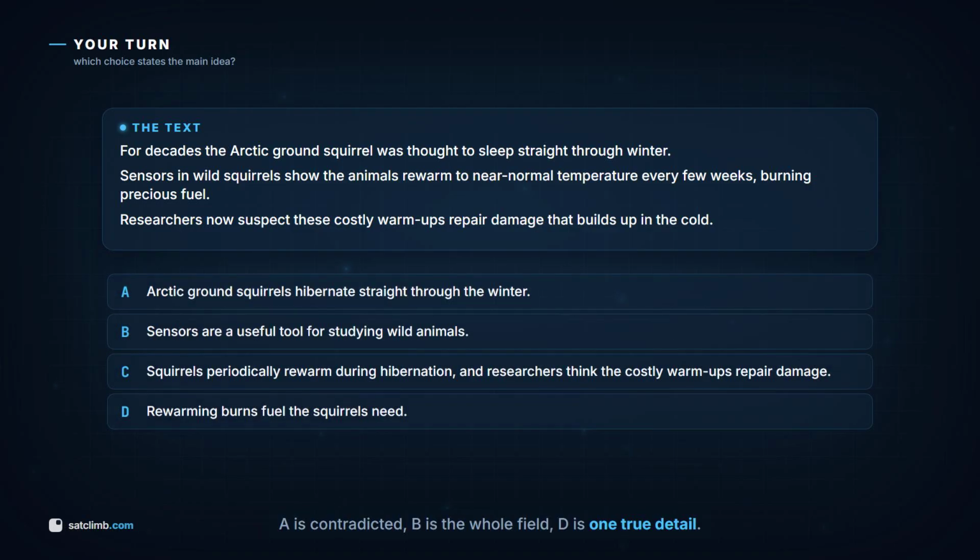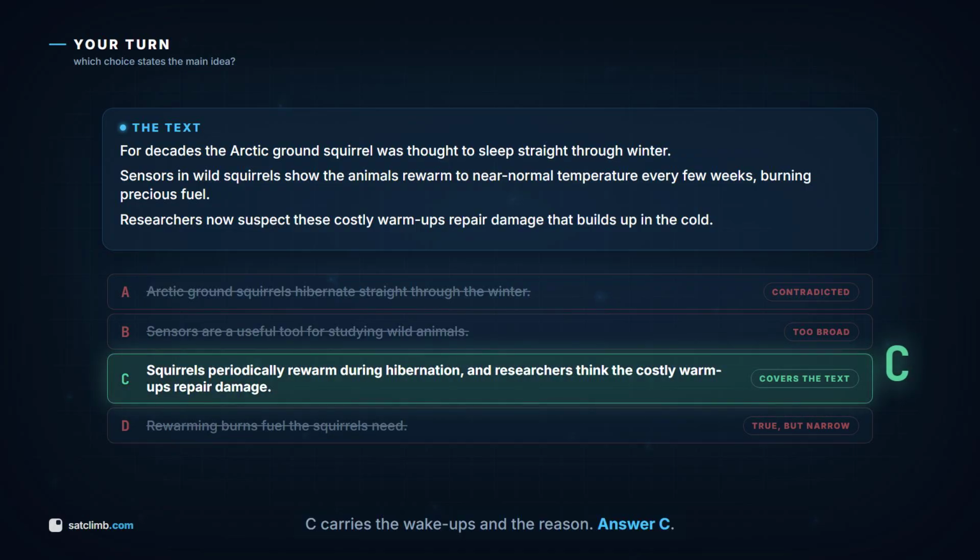Pause. Here is the paraphrase. Squirrels wake and rewarm, and the cost may buy repair. That is choice C. Choice D is true, but it is only one detail.